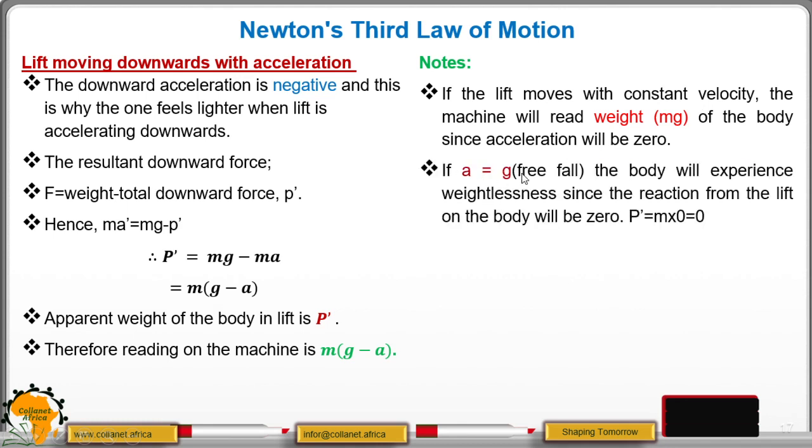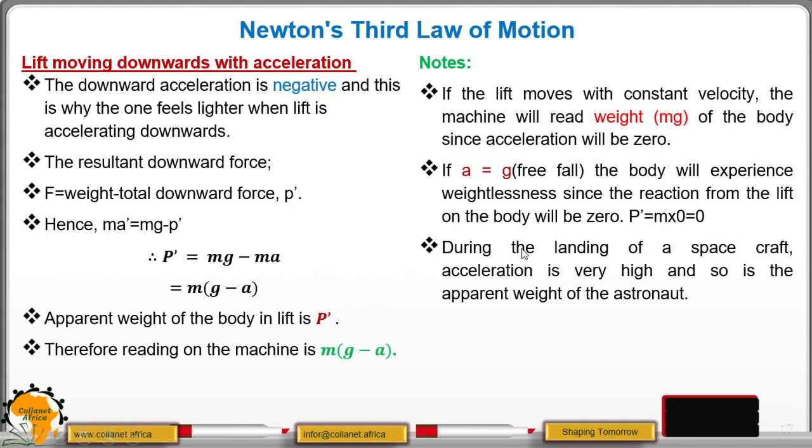But if a is equals to g, that is the acceleration is equals to gravitational acceleration, in case of what we call the free fall, then the body will experience weightlessness. In other words, the reaction will be zero, because if g is equals to a, then this term inside the bracket will be zero, and when you multiply m by zero, you get zero. That's why we are saying the reaction is zero, and the reading of the machine will be zero, and therefore the body will be weightless.